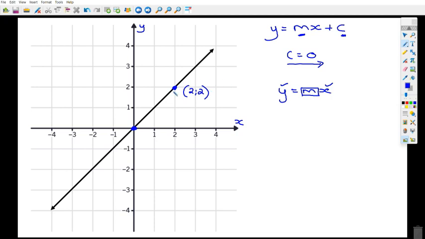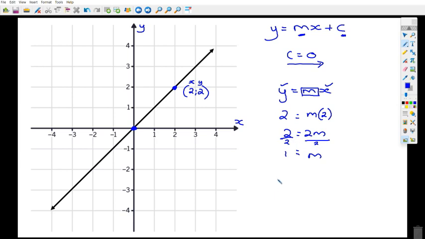So if I look at this point, do I have an x value and do I have a y value? Yes, this is my x value. This is my y value. So if I sub this point into this equation, let's see what we get. The y value there is 2, m, and my x value there is also 2. 2 times m is just 2m, and that's 2. I'm just going to divide both sides by 2, and m is equal to 1.